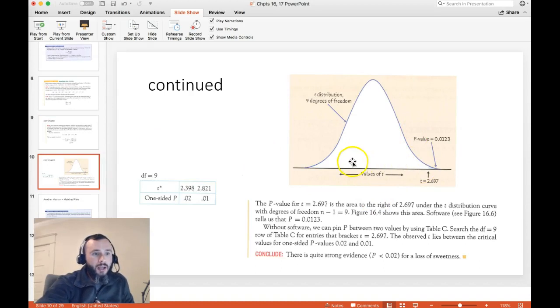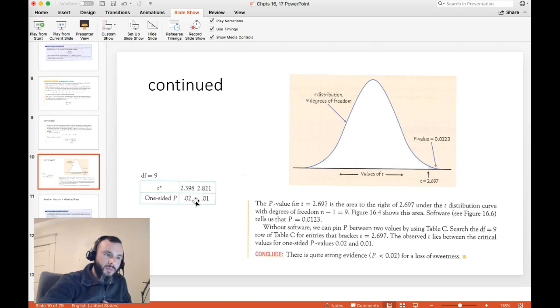So here's what this looks like. Here's our t-distribution with 9 degrees of freedom, and this t-value puts us at 2.697, which means that the p-value here is 0.0123. It's the area of this little tiny tail. The way that we found that is we can also look at this, calculated by subtracting, but if we look at table C in the back of the book, degrees of freedom 9, that means that 2.697 puts us in between these two critical t values, at a one-sided p of 0.02 to 0.01, somewhere in between there.